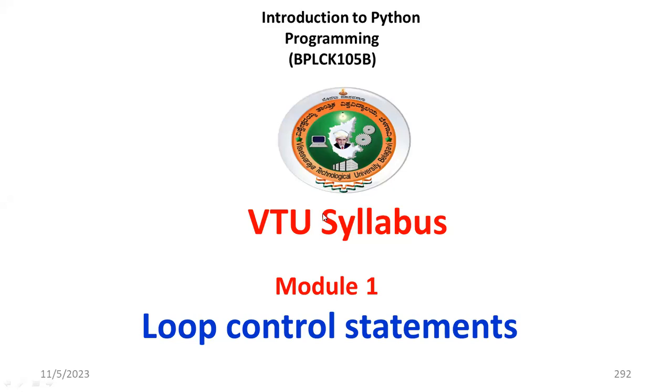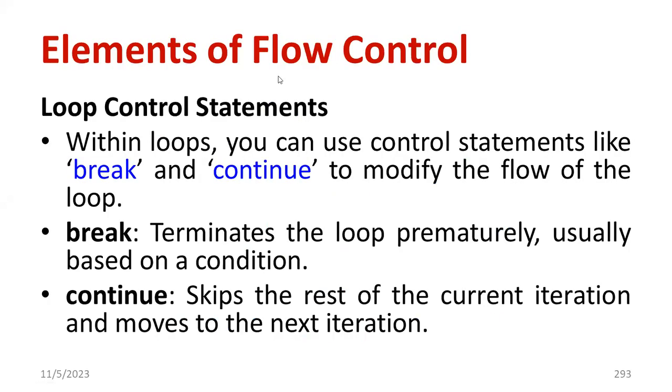In the last session, we discussed the for loop and while loop, which are major loops in Python programming. In order to control the loop, we use loop control statements. The important loop control statements used in Python programming are break and continue. Why is break required? The main purpose of break is to terminate the loop prematurely based upon a condition.